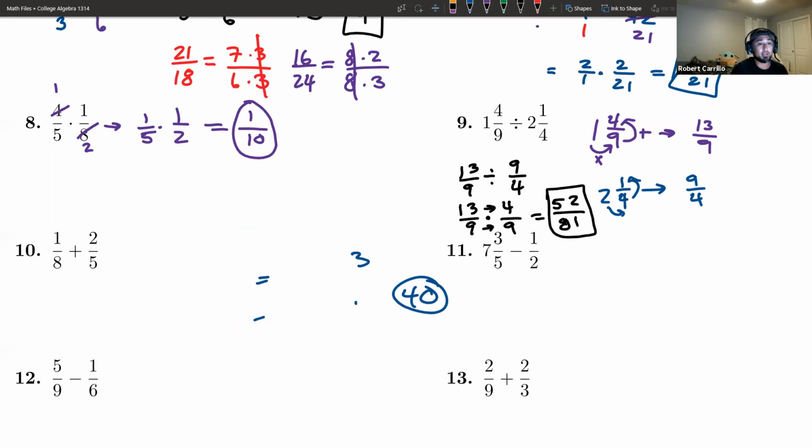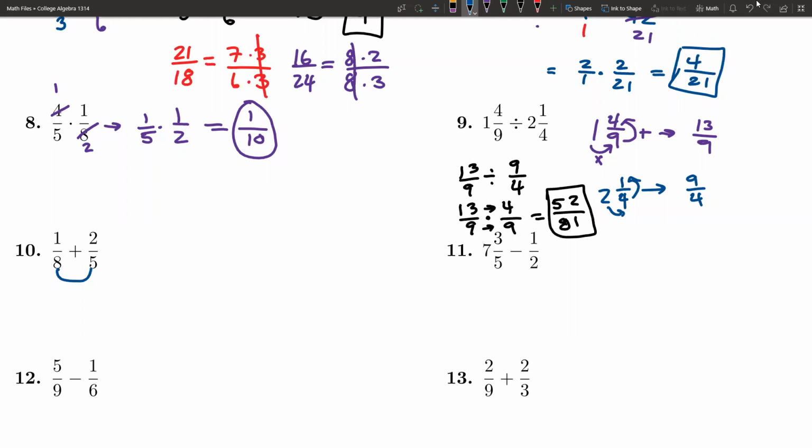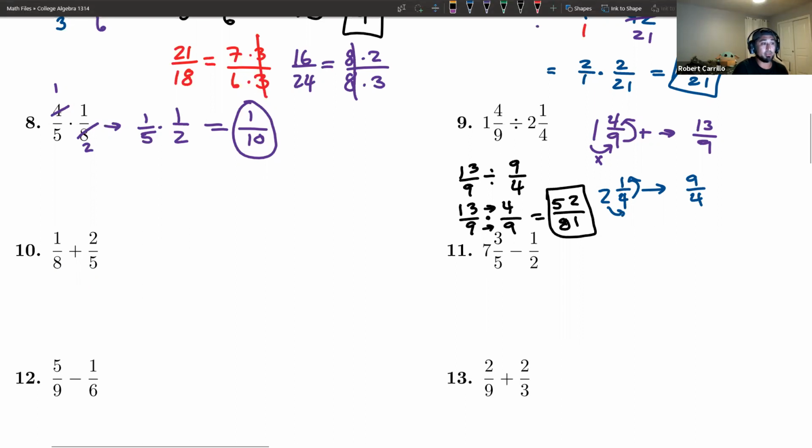Another trick for getting common denominators, one that works all the time, is to just multiply 8 times 5. Multiply those two together, and you get 40. So that's what we're going to do: multiply each fraction to get them to 40.